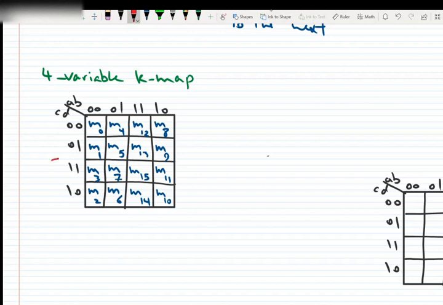For the last two rows, we have C equal 1. For the middle columns, B is 1. For the middle rows, D is 1. And for the last two columns, A is 1. Okay, so this one is the four variable K map.